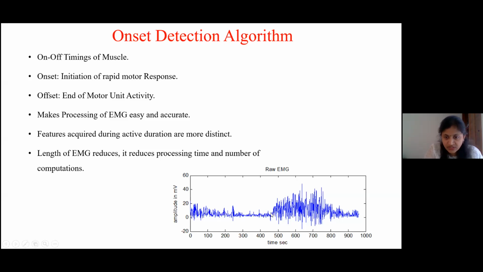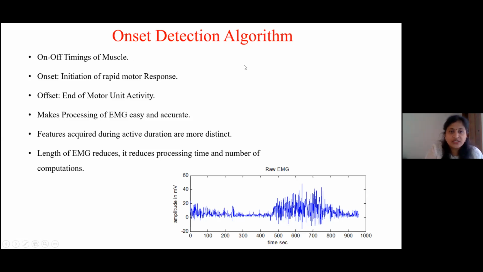So here you can observe in this raw EMG, your muscle is active over here. Muscle is active over here and muscle is not activated over here. In this region, there is no muscle activation. In this region, no muscle activation. Muscle is active only up to this point. So whenever you want to check only activation signals, whenever you want to study muscle activity signals, at that time this onset detection algorithm comes into the picture.